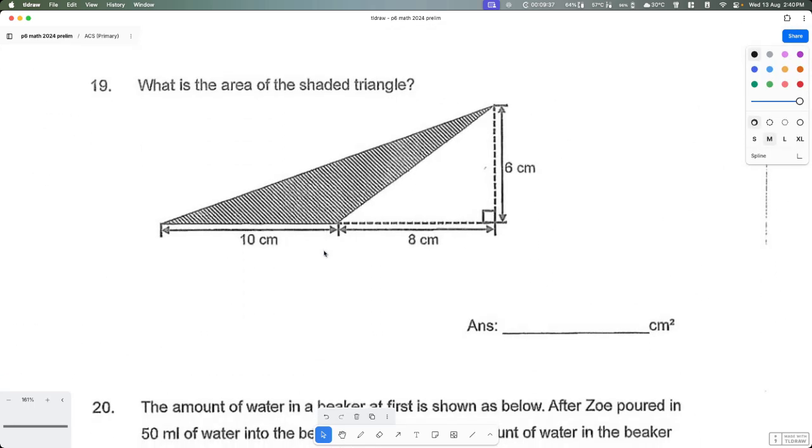Question number 19. What is the area of the shaded triangle? So what's the base? What do you think the base is? Base is 10 centimeters and the height is 6 centimeters. So a little note over here, right?